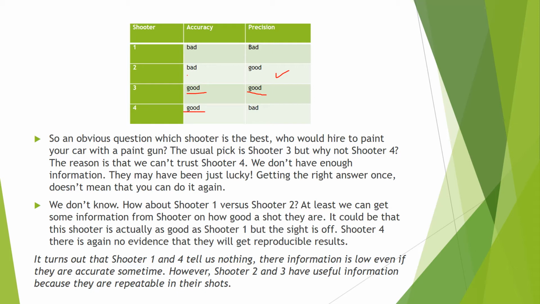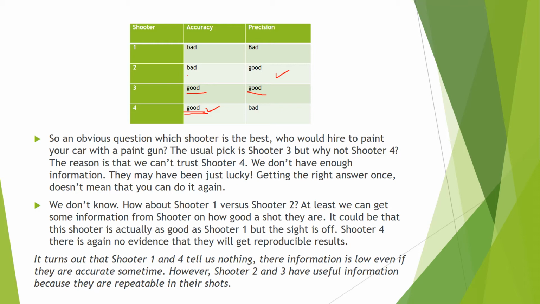The problem with number 4 is, which one of these 2 would you trust? Would you trust number 4 or number 3? Well, if you pick number 4, you don't know where the next shot is. This might have been just a lucky shot, and the next shot goes way off and kills somebody. This guy over here, you're pretty sure is going to get both.